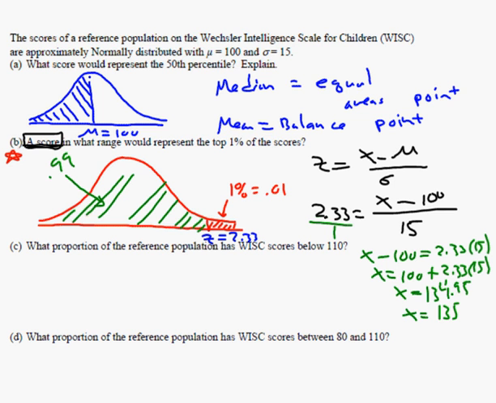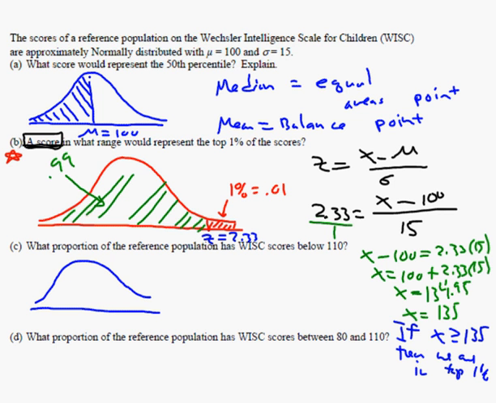So we finish this question by saying that if x is greater than or equal to 135, then we are in the top 1%. That's what it is. So I'll just briefly mention in question C, we'll find 110 on the distribution. We know 100's in the middle, so 110 is to the right of that.